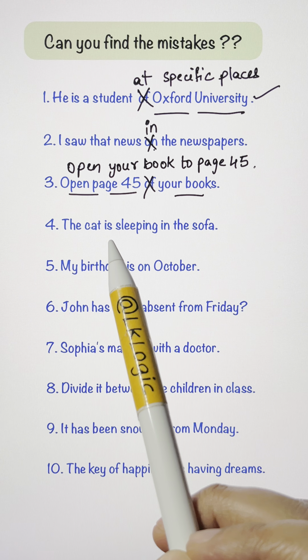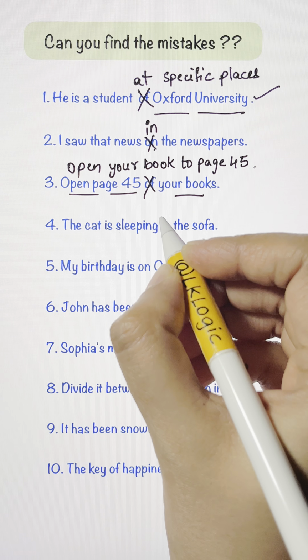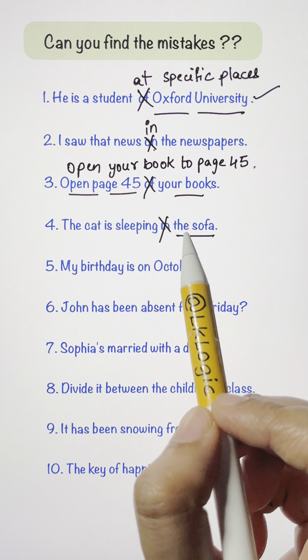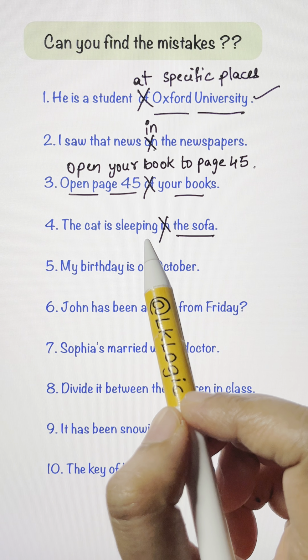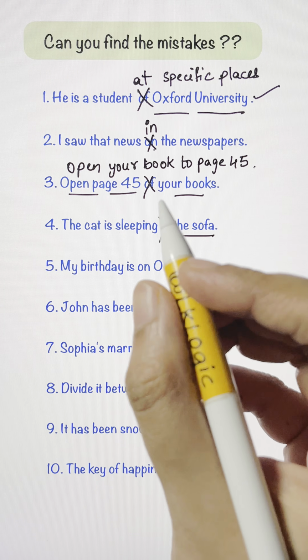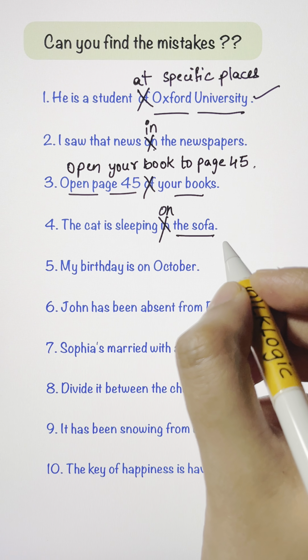Question 4. The cat is sleeping in the sofa. Now here we don't use in. Why don't we use in? Because she cannot be inside the sofa. She's sleeping on the surface of the sofa. So we use on here. The cat is sleeping on the sofa.